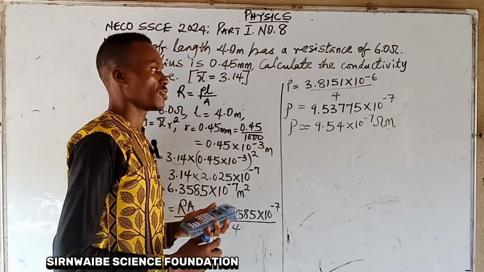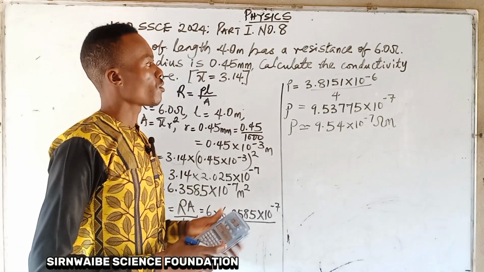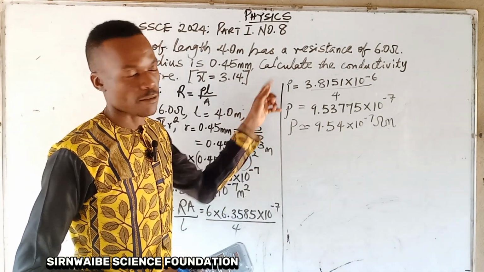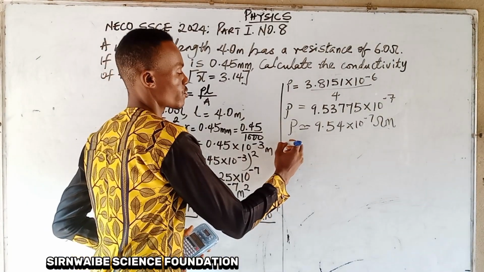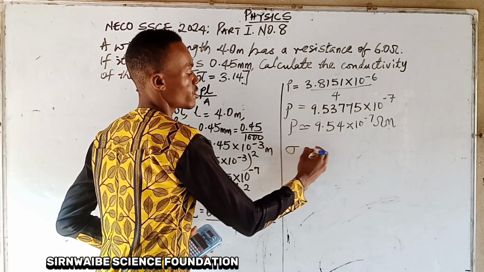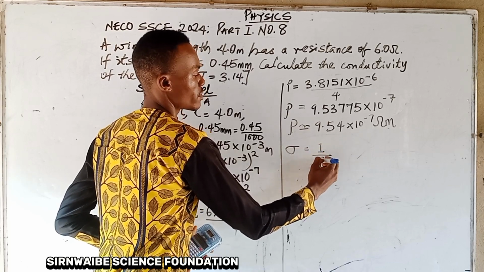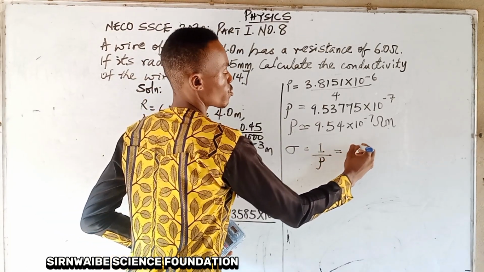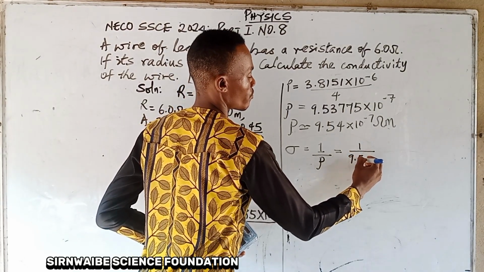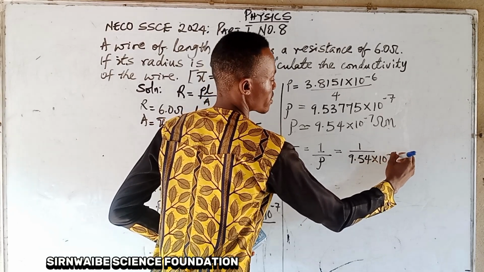We have gotten very close to the answer. What they asked us to calculate is the conductivity of the wire. So to calculate conductivity, we employ the formula that conductivity is equal to 1 over the resistivity. So that will give us 1 over 9.54 times 10 raised to the power minus 7.